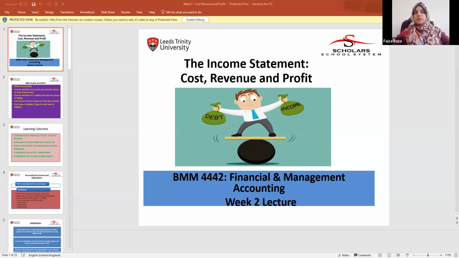it is important to understand accounting for income and expenditure. Profit is a key objective for most businesses. I'm not talking about non-profit businesses, but most businesses are run for profit making. So the key objective is essential for long-term continuation and survival. Then the bottom line is a measure of performance success, which gives meaning to other indicators, including price to earnings ratio per share, sales revenue, sales growth, and market share.